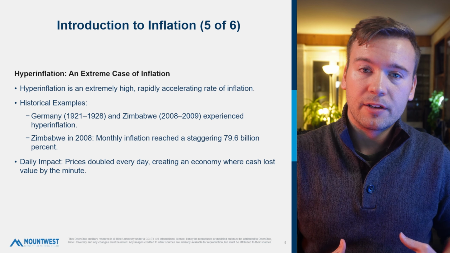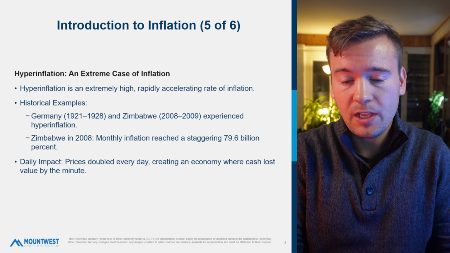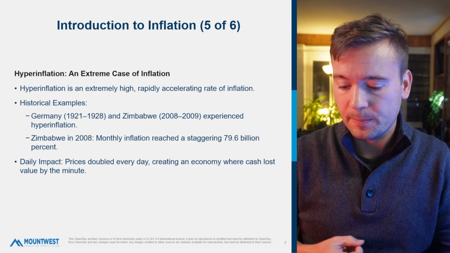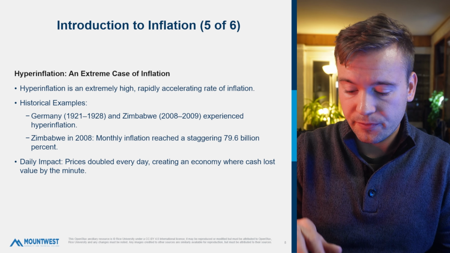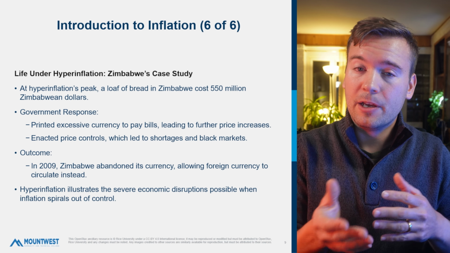There are cases in Germany during this time frame where people were not accepting paychecks at the end of the week or the end of the biweekly pay period. They were asking for their pay on an hourly basis from their employers. It was all piece rate, and they wanted to get paid then and there because the value was changing so fast. During the peak of Zimbabwe's hyperinflation, a loaf of bread cost 550 million Zimbabwean dollars. Can you imagine $550 million in Zimbabwean?